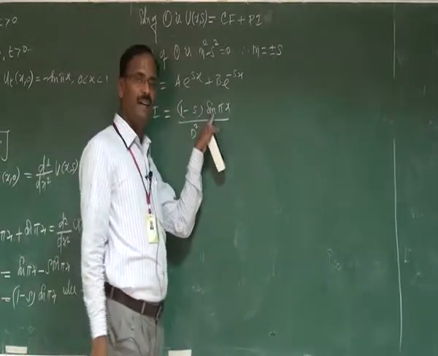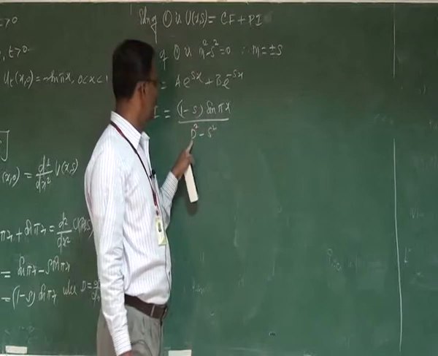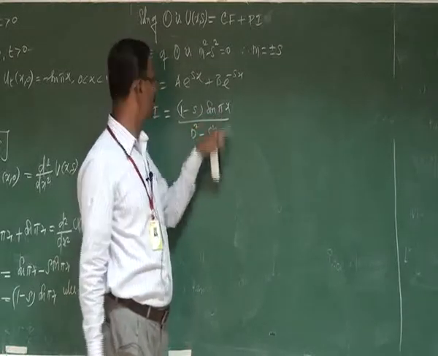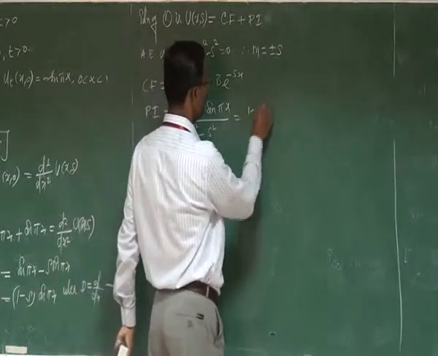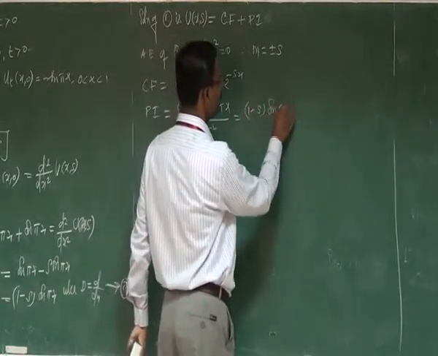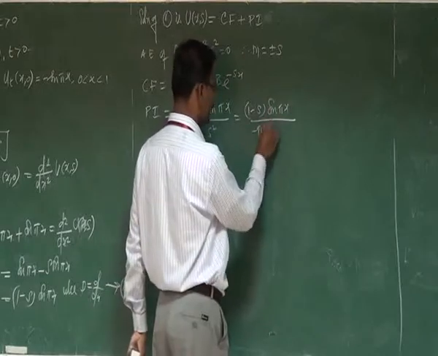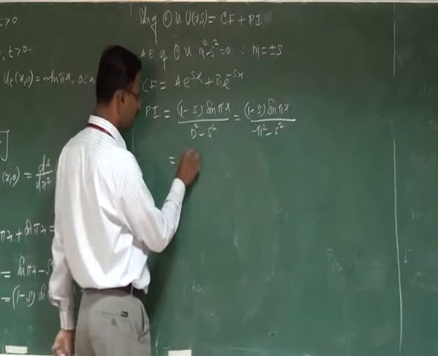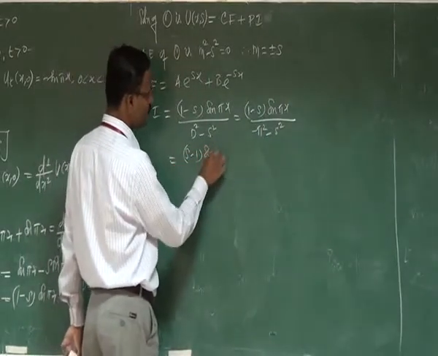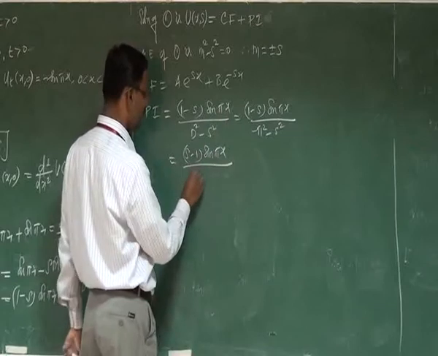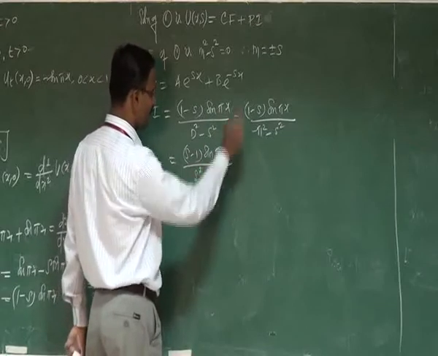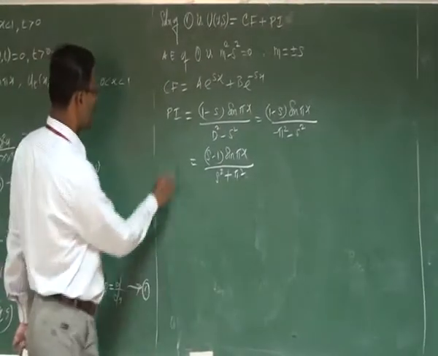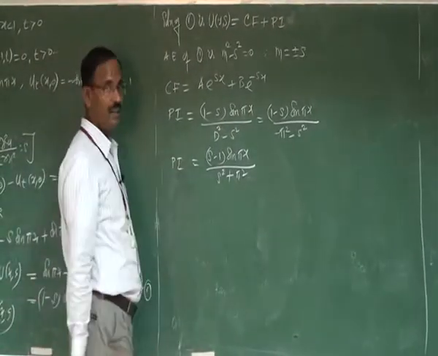Whenever the right hand side is a circular function, d square is replaced by minus the square of the coefficient of x. So it is equal to 1 minus s into sin pi x divided by minus pi square minus s square. So it takes the form s minus 1 into sin pi x divided by s square plus pi square. So this is the particular integral.